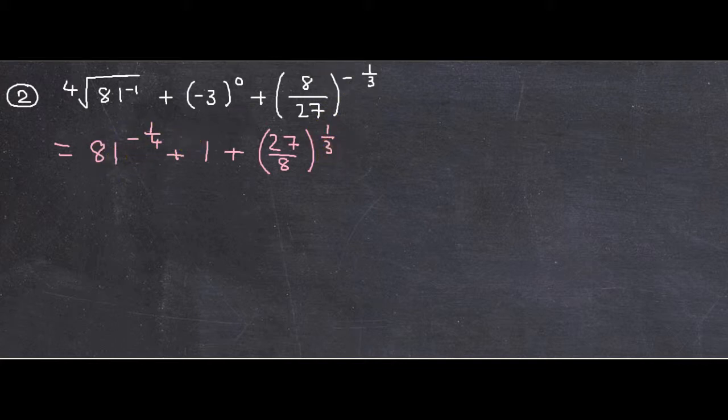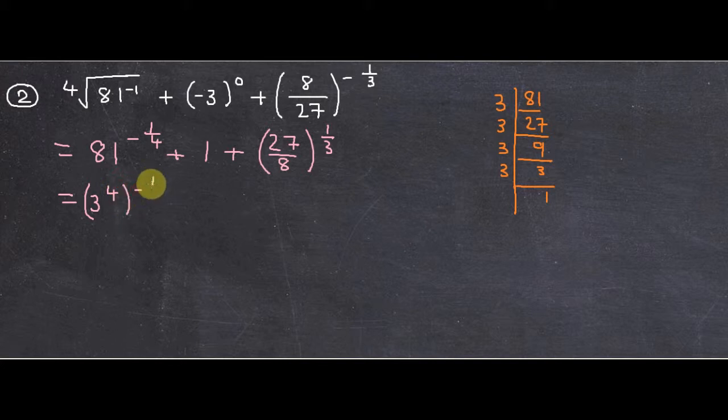Now we're going to use prime factors of 81. The smallest number into 81 is 3. It goes 27 times. The smallest number into 27 is 3. It goes 9 times. The smallest number into 9 is 3. It goes thrice. And then 3 into 3 once. So we see that 81 is 3 to the power 4. And this is all to the power of negative a quarter.